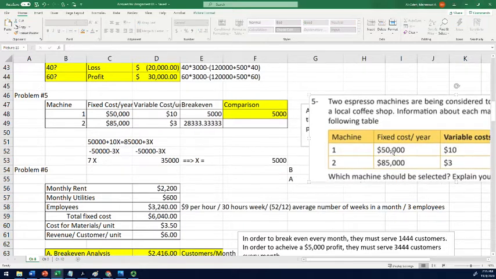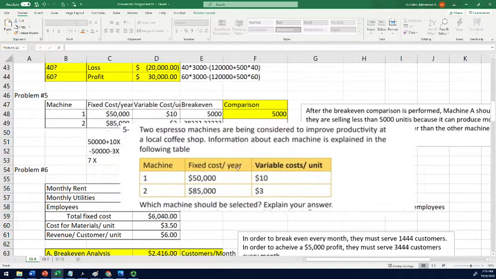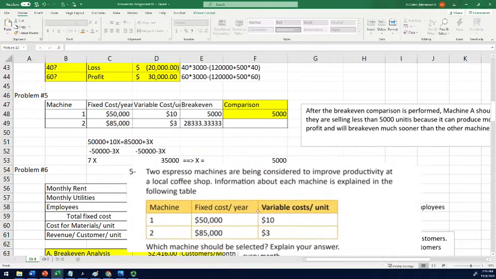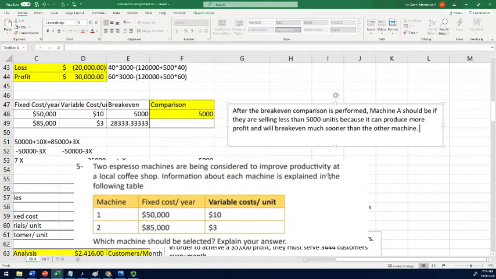Again, the goal for the whole class here is not just to do the analysis, also we need to use these numbers to make decisions. All right, so what's the decision that should be made? Now, for making the decision, I did put it here on the right side in the text box. After the break-even comparison is performed, machine A should be selected if they are selling less than 5,000 units. Okay, so now here's the decision.